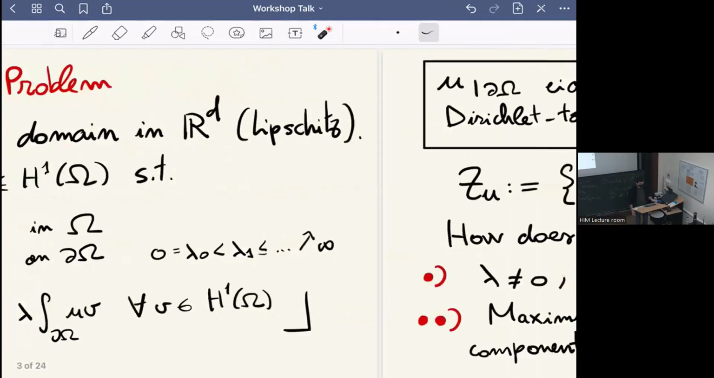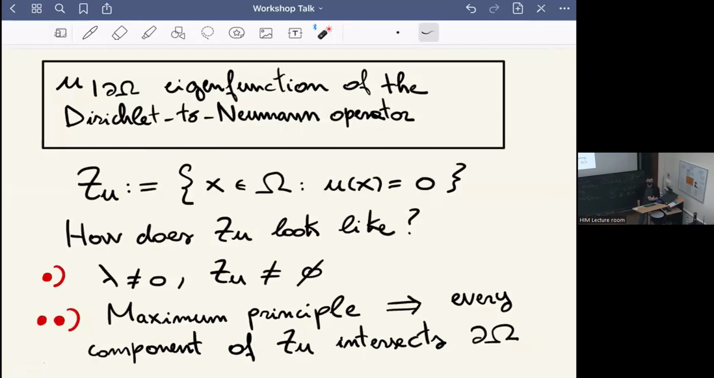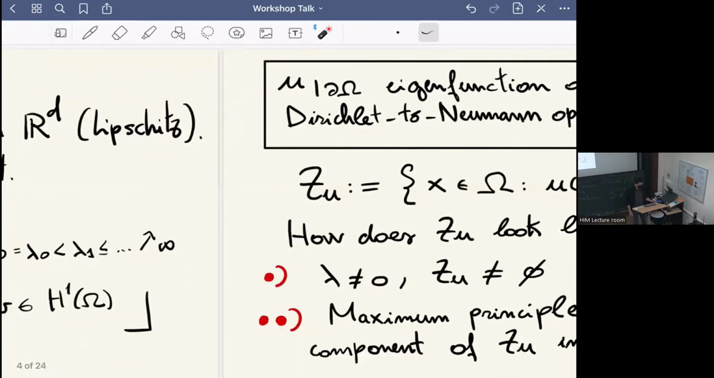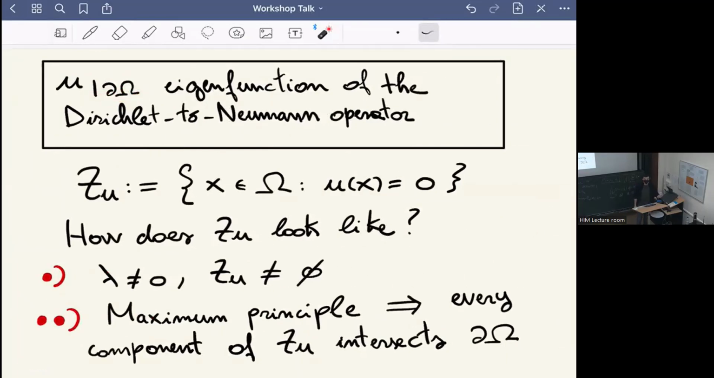A nice observation, which is why people maybe first thought about this problem, is that if you take this Steklov eigenfunction u and restrict it to the boundary, it is an eigenfunction of the Dirichlet-Neumann operator. I guess you all know what it is: I take a function on the boundary of a domain, I map it to its harmonic extension, and then I map that to the normal derivative. So u restricted to the boundary is an eigenfunction of this operator. So a Steklov eigenfunction is the harmonic extension of an eigenfunction of the Dirichlet-Neumann operator.